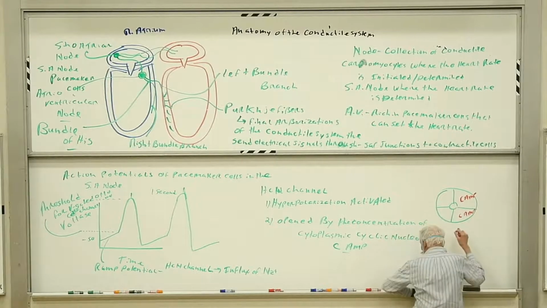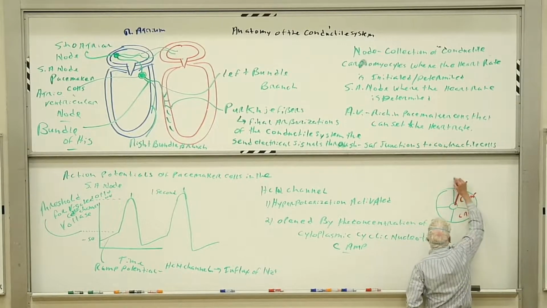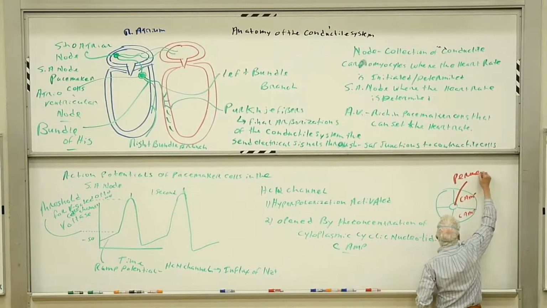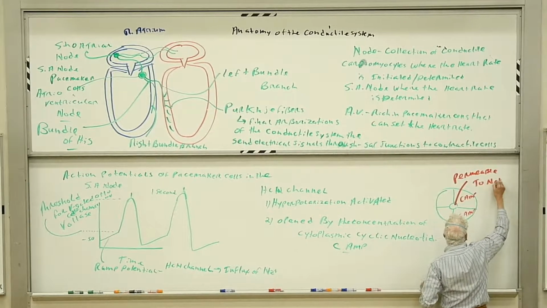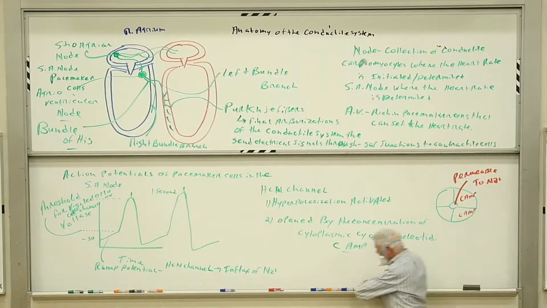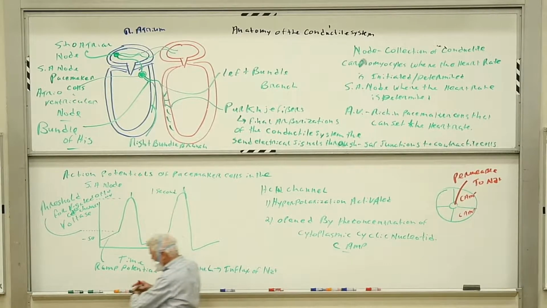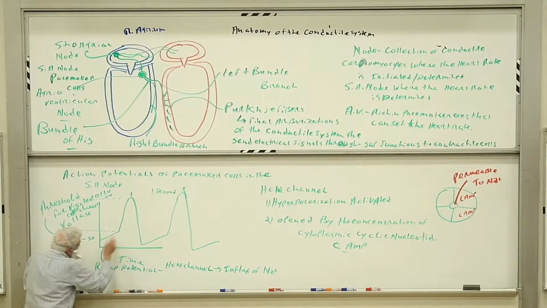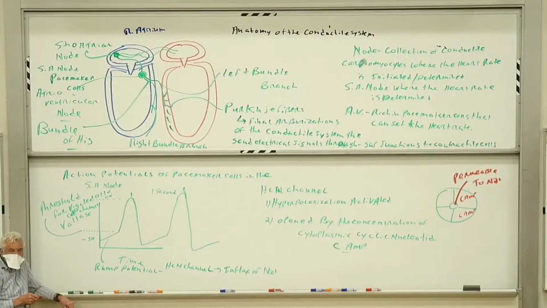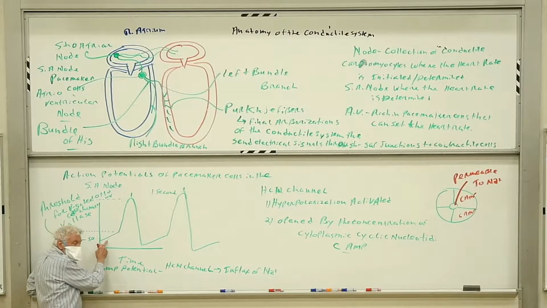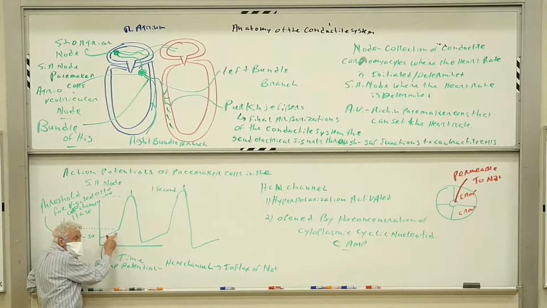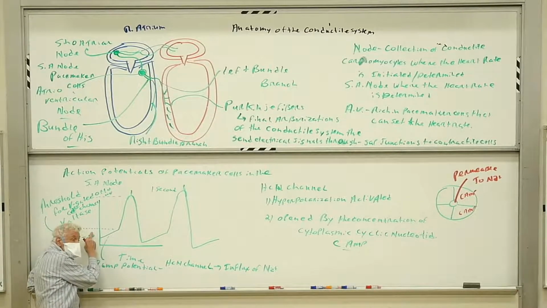This channel is permeable to sodium. And it's the influx of sodium through that channel which is generating the slow ramp potential. The function of the ramp potential is to provide positive charge to slowly depolarize the cell until we reach threshold for the voltage-gated calcium channels.